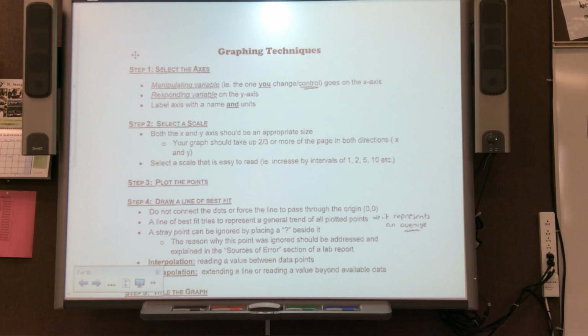And you always label the axis with a name and the units. It does me no good to tell me that this is time. Is it in seconds? Is it in minutes? Is it in hours? It changes the graph that we're looking at. Always select a scale so that you end up using a minimum of 2/3 of your graph in both the X and the Y direction. It doesn't mean that you would fold it up and it would then be 2/3. Use 2/3 of your paper.